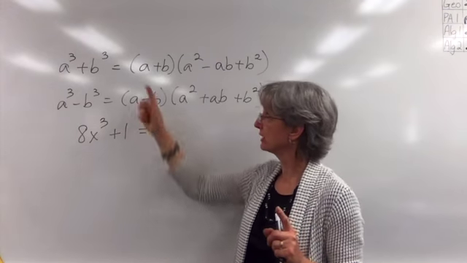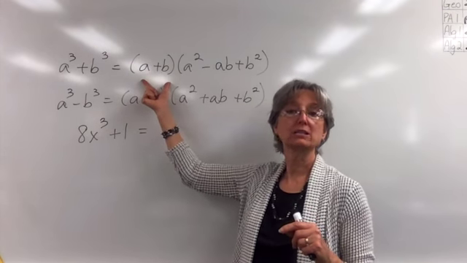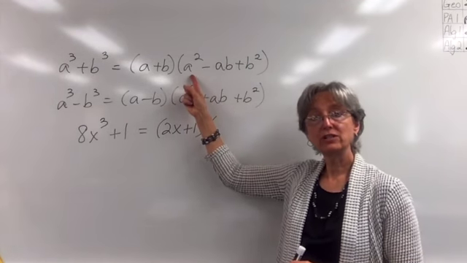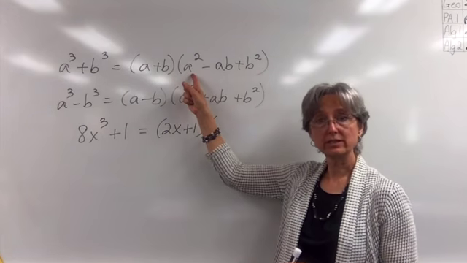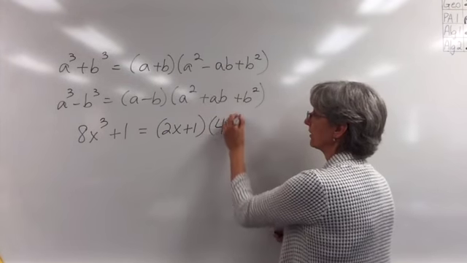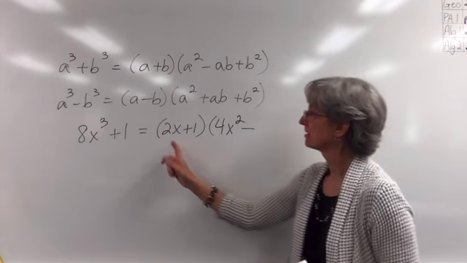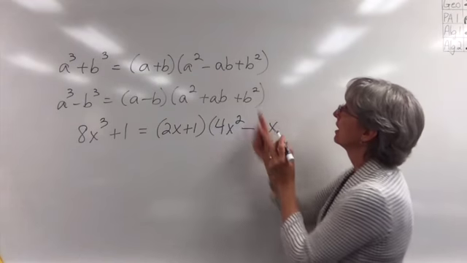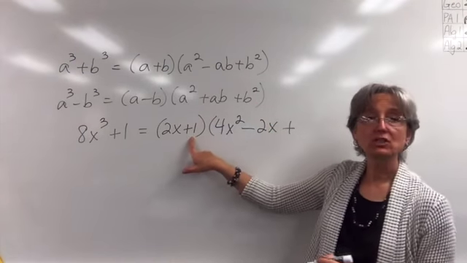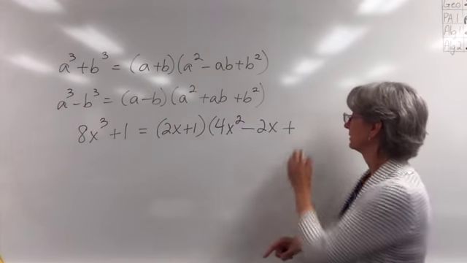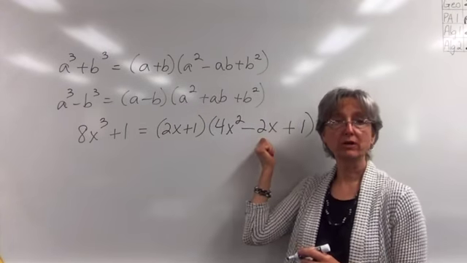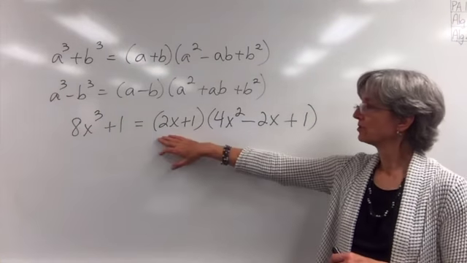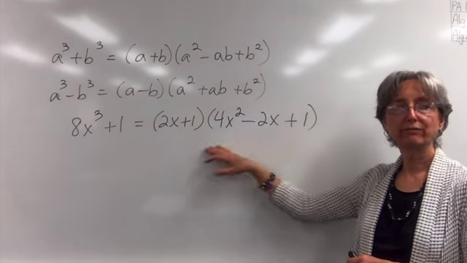So when we factor it, the first part is going to be 2x plus 1, keeping this sign. Then we're going to take our a term of 2x and square it. So this is 4x squared minus 2x times 1, which is just 2x, plus b squared, or 1 squared, which is 1. Okay, this could be a bigger number if it wasn't 1, but because it's 1, it's a little easier. But that's how. So here is 8x cubed plus 1 fully factored.